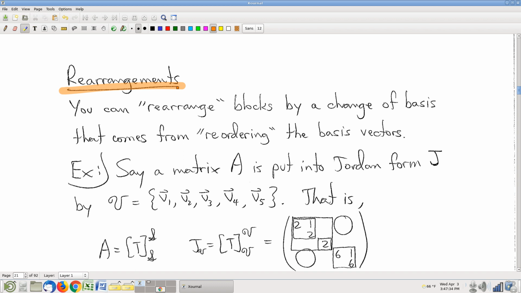It would be nice to know if Jordan form is unique. I can't even state the answer to that question without going through a discussion of rearrangement. So bear with me here.